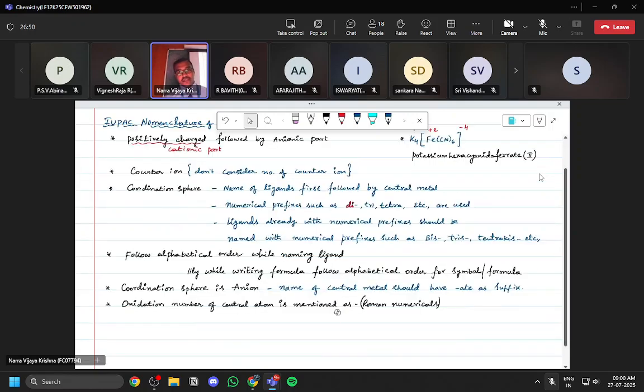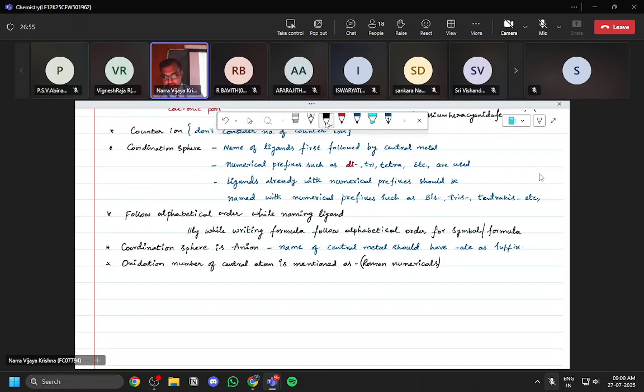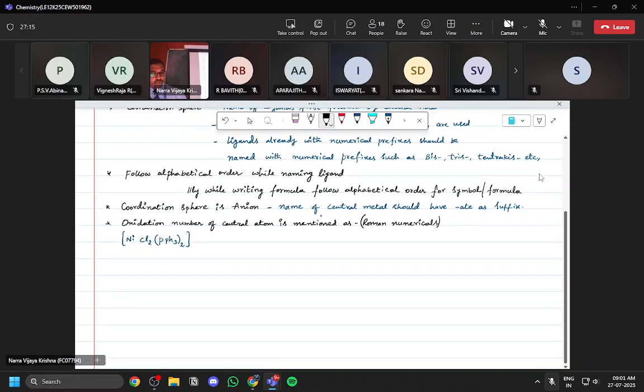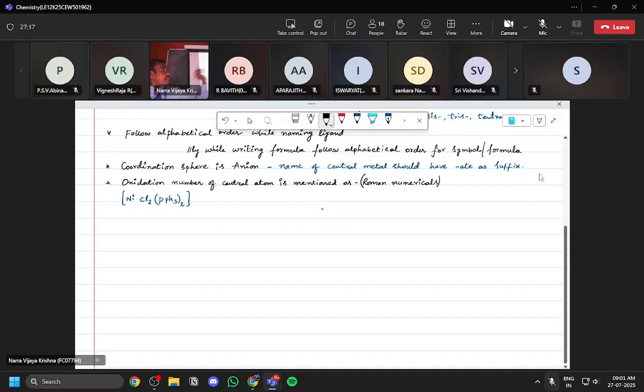So I am taking few examples. Observe this complex. Give the name of this complex: Ni Cl2 (PPh3) twice. Give the name of this complex, sir. Give the name of this one.